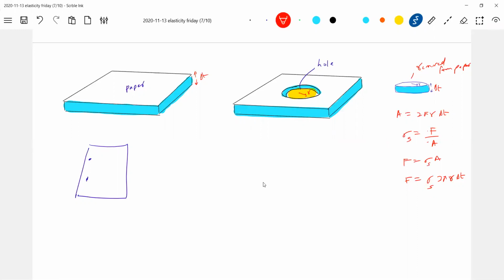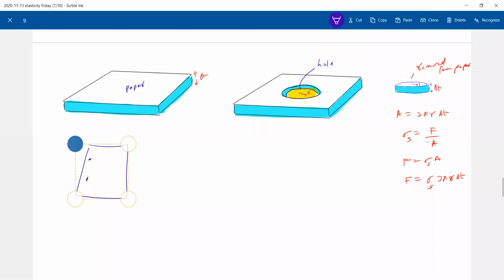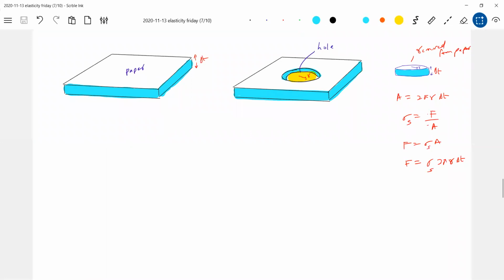I'll call it sigma s. If sigma s is the shearing stress, then this much force you should apply. And similarly, a punching machine is definitely not designed blindly. Some science is involved in that. Okay, let's go further. A lot of carpentry, wood, everything, there the elasticity will come into the picture.